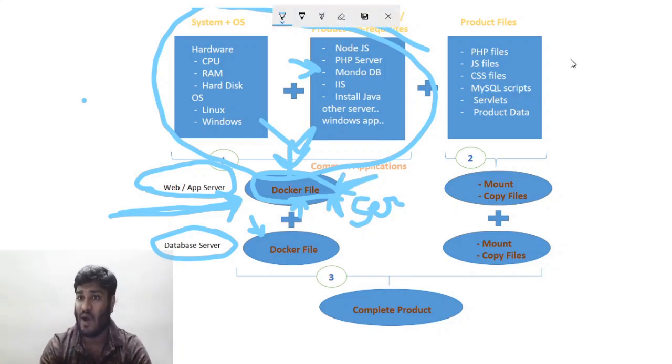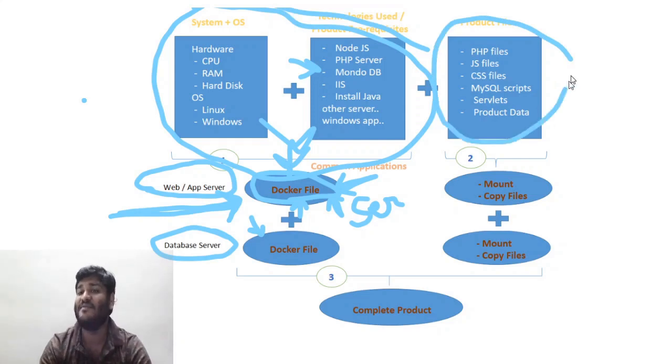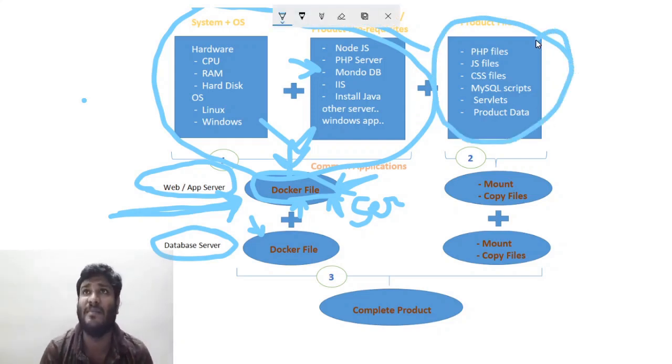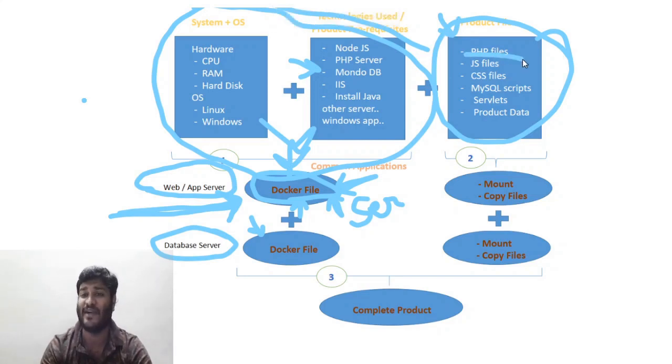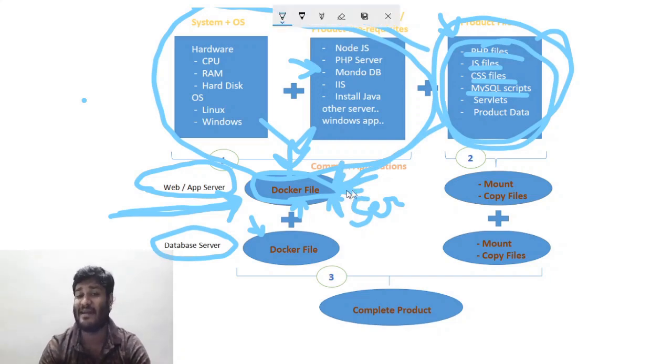But now what about the product files? When we say that we have installed the system, say Naukri.com has been installed, but when you go ahead and open up Naukri.com, it will be empty, right? So there will be a lot of product files and data files, right? All these PHP files, .js files, CSS files, script files, these all things cannot be contained in a Docker file, right?